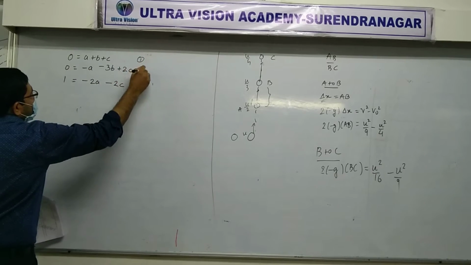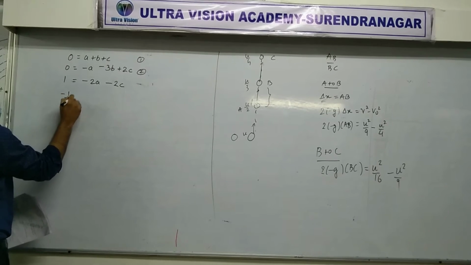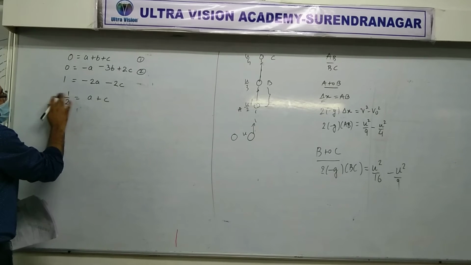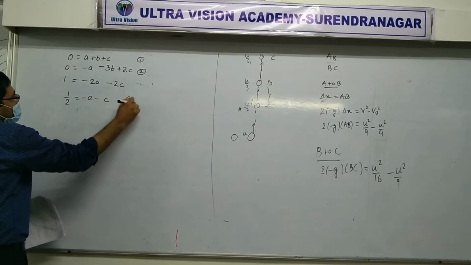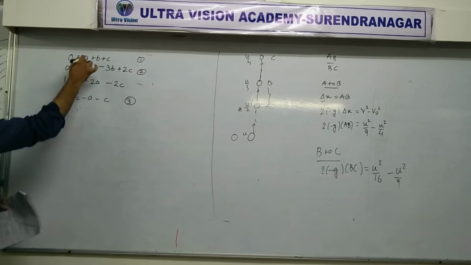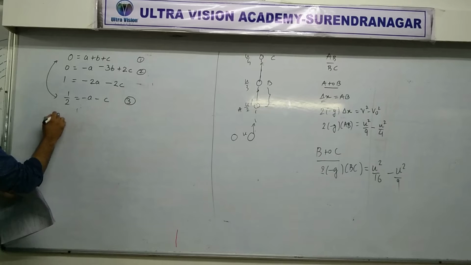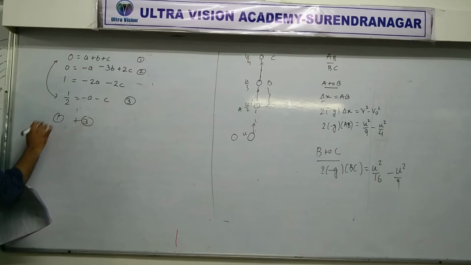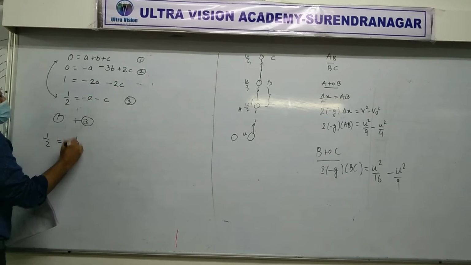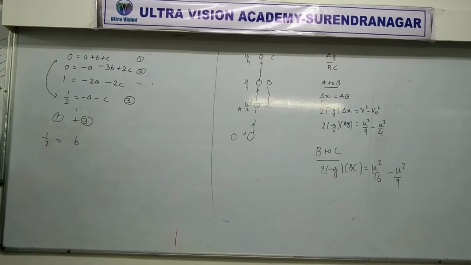So let's say this is 1, this is 2, and this is 3. First of all, you divide this 2 on this side. So you get minus 1 by 2 is equal to a plus c. Did you get that? I'm just dividing 2 on this side. So now we have this equation and this equation. If I add equations 1 and 3, what will happen? Left side with left side, 0 plus half, half equals a minus a cancels, b is remaining, c minus c cancels. So b is equal to half.